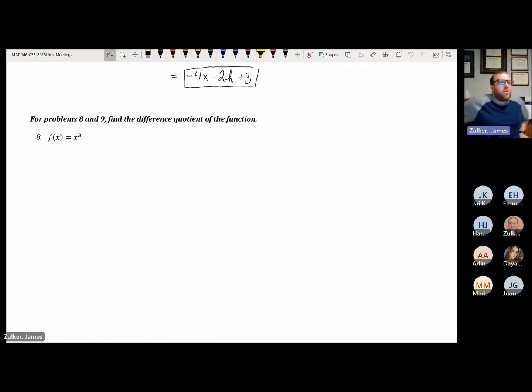Eight and nine, we are just going to go ahead and find the difference quotient. So f of x plus h first. We want x plus h cubed.